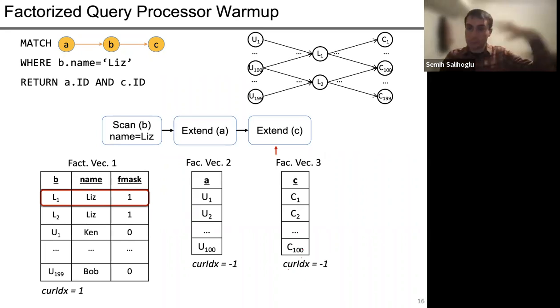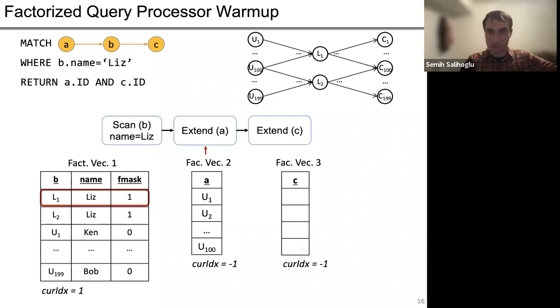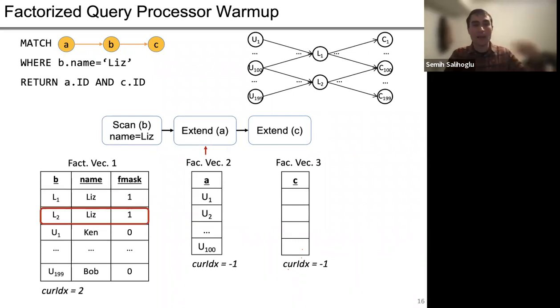So the processing is obviously pipelined. So when the computation goes back to the scan, goes back to extend A, extend A was the one that flattened B, and it had already extended L1.